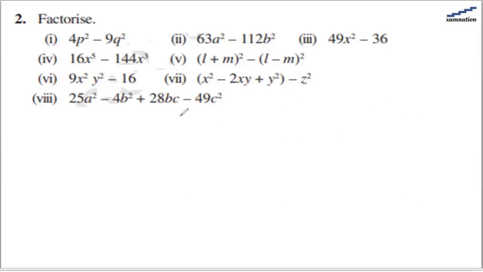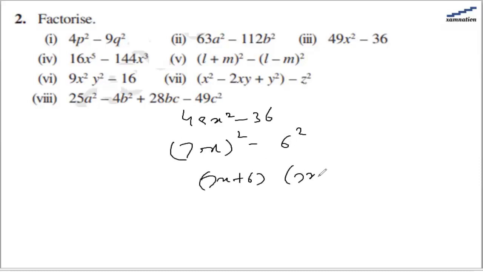For the third part, we have 49x square minus 36. So that will be 7x plus 6 and 7x minus 6. So these are the two factors of the third part.